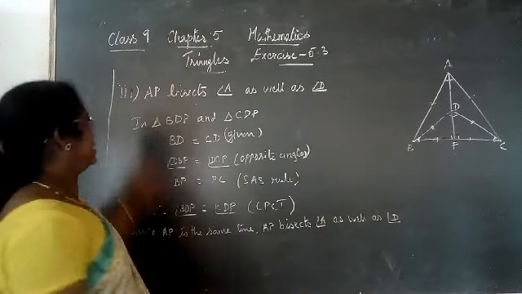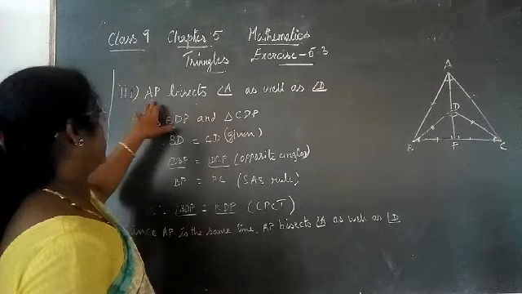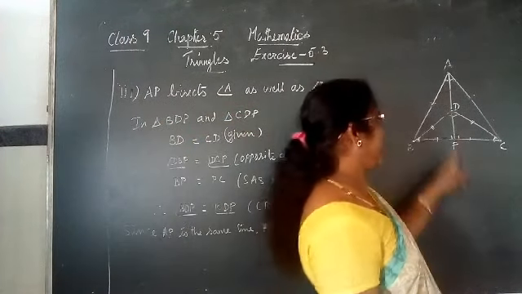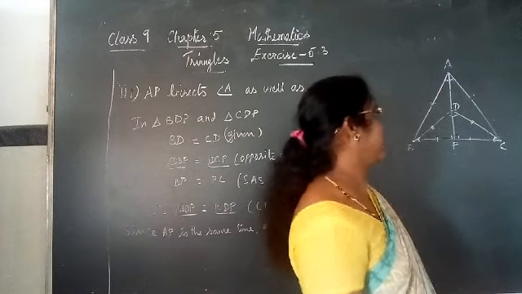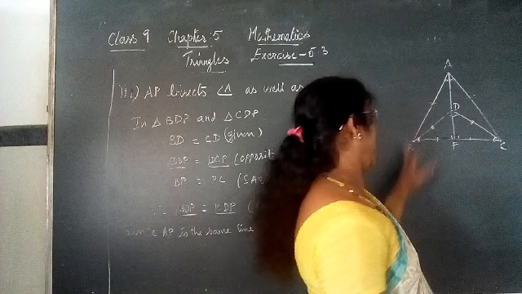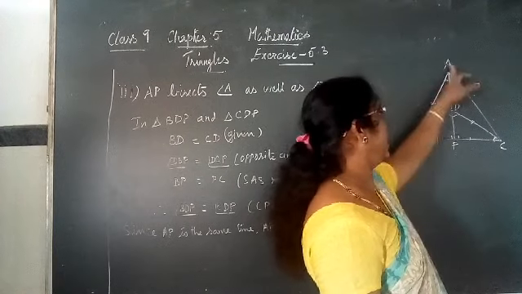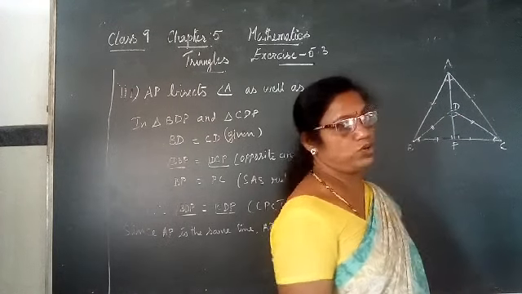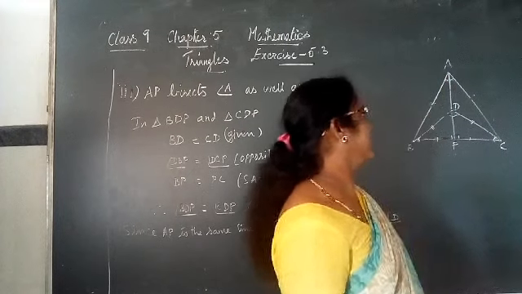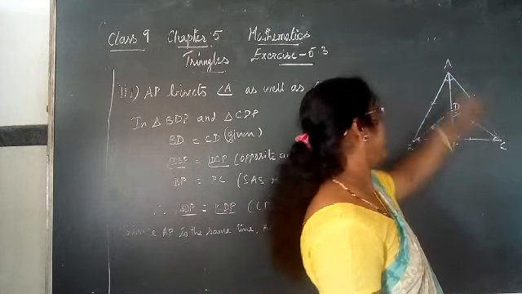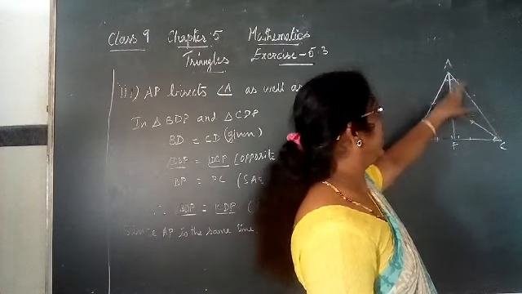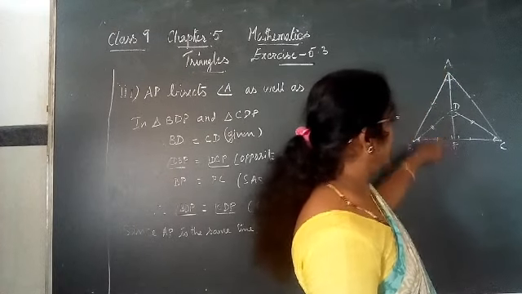Now let us see the third part of the question. You have to prove that AP bisects angle A as well as angle D. So already we have proved that ABP and ACP are the two congruent triangles. Therefore, angle A is divided into angle BAP and angle CAP, which are equal. It has been divided by the line AP.